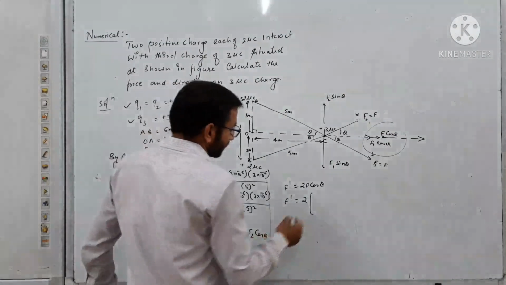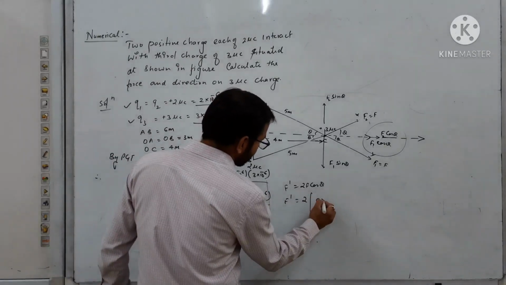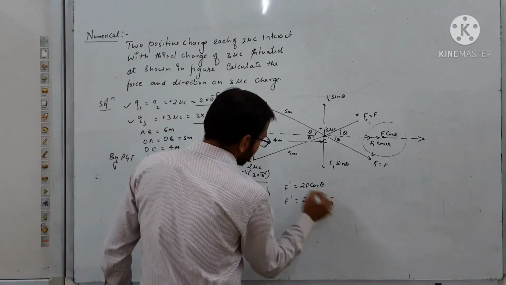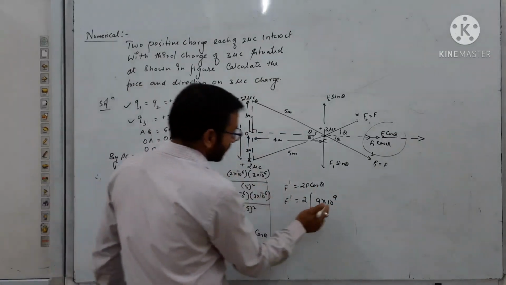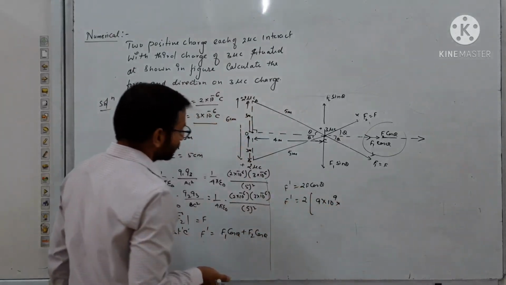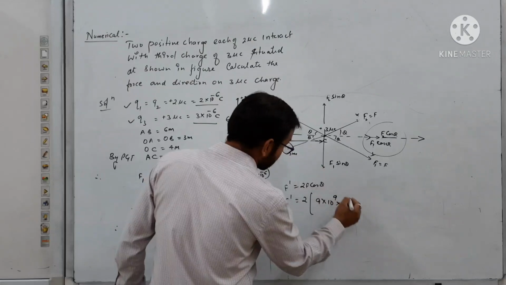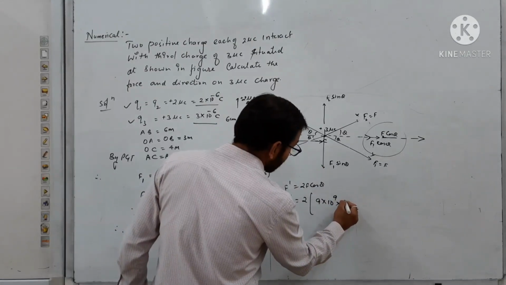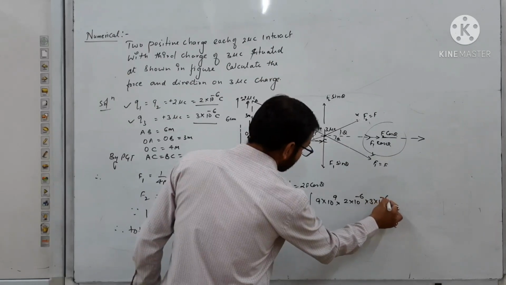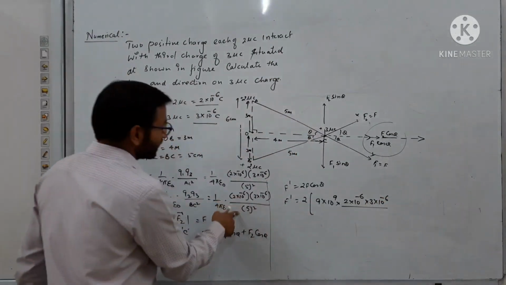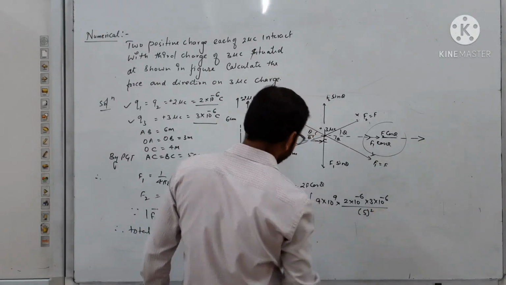So here you can write the values. In place of 1 over 4 pi epsilon naught, I am writing directly the value 9 into 10 raised to the power 9. Q1 and Q2 are both the same, so I am writing the common value for them here, over the distance AC and BC, which are both the same, so I can write any one, which is 5 square.